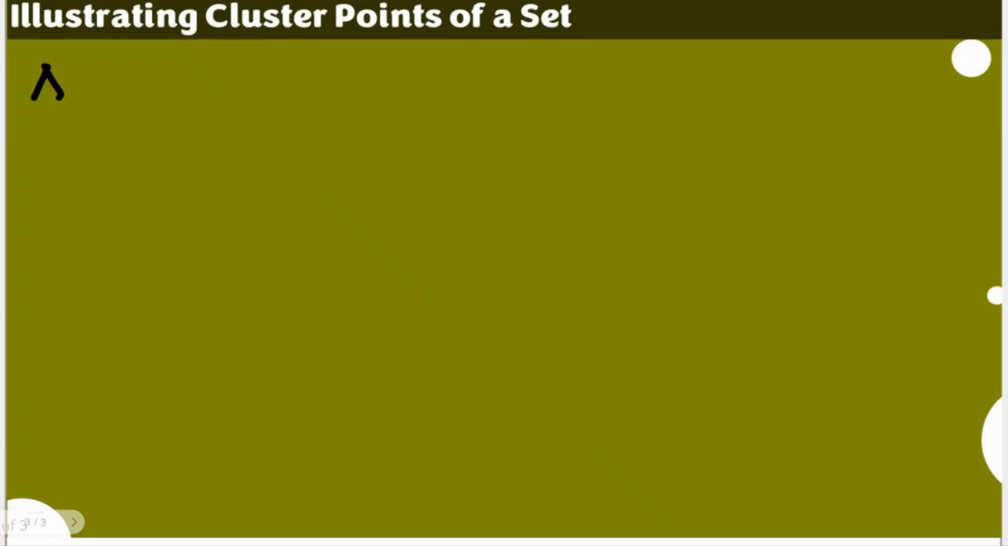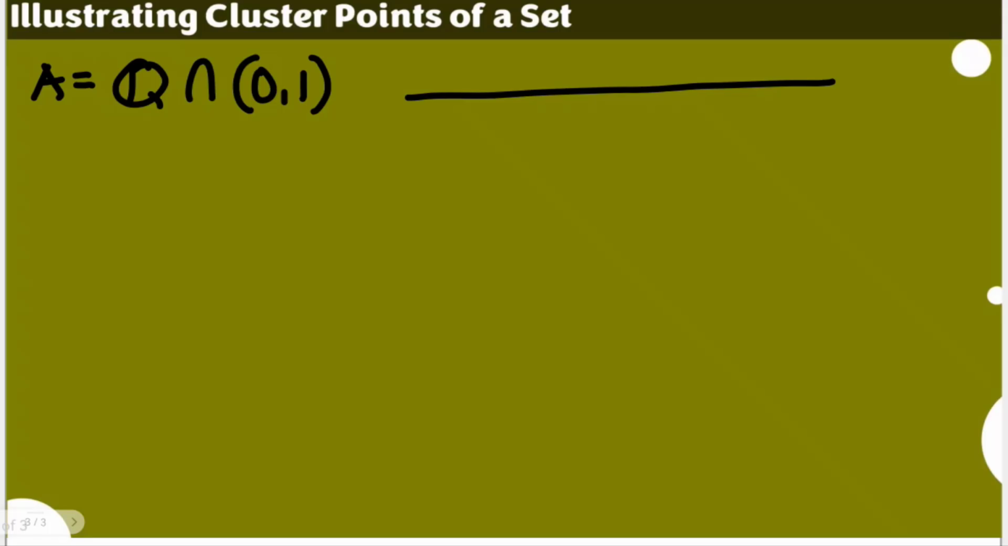Let's have this set. We will have here the union of the set of rational numbers, the intersection of the set of rational numbers and the interval 0, 1. If we come up with a real number line, of course, 0 and 1 is here. And when I say intersection, it includes everything here as long as they are elements of the rational numbers. So how do we identify the cluster points of this given set?